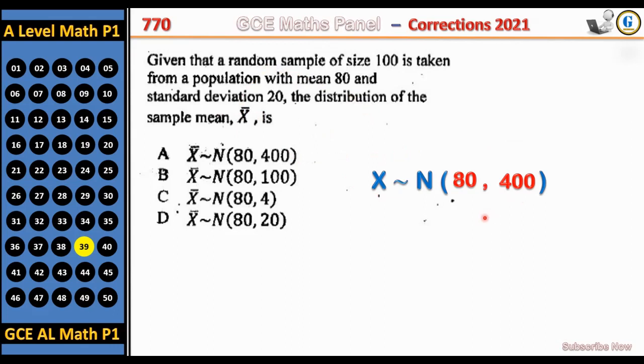So how do we get the standard deviation? We know that the standard deviation is equal to the square root of variance. But now they've given us the standard deviation to be 20. So how do we get the variance from this? We square it. 20 times 20 is 400. So our normal distribution is 80, 400. Those are the parameters.